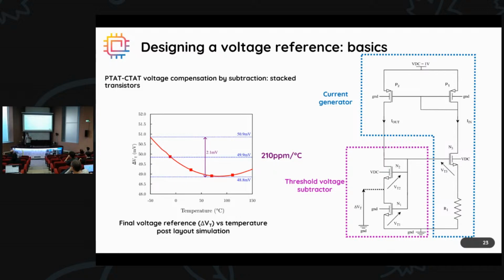This is the full topology of my voltage reference. You just have the two stacked transistors that I just explained, and here is simply a current generator to polarize the circuit. With this, we can reach 210 ppm per degree at about 50 millivolts of voltage reference. It's not perfect even for the state of the art, but already something great for a radiation hardened circuit.